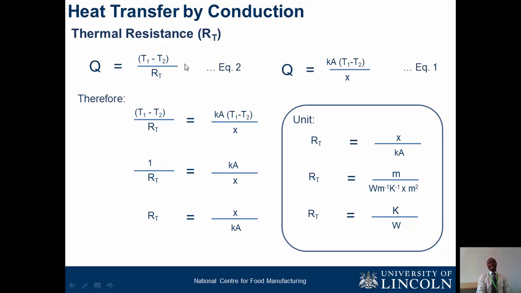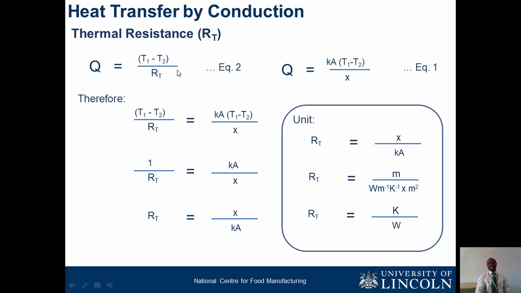And if you go in here, you can see that our RT is going to be change in temperature over Q. Now if you cross multiply, we take RT up. Can you see this? We take RT up. So our change in temperature, K, over Q will be RT, which means K over W will be the unit of RT. So that's another way of deriving the unit from the original equation, Q equals, from equation 2.